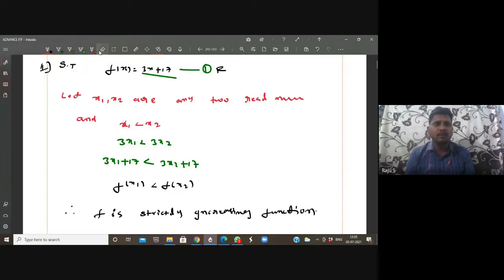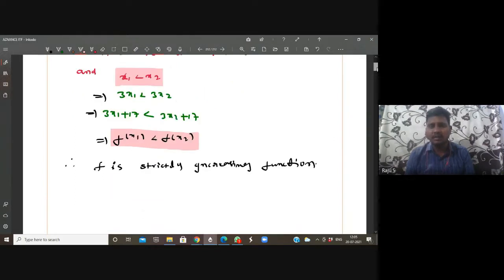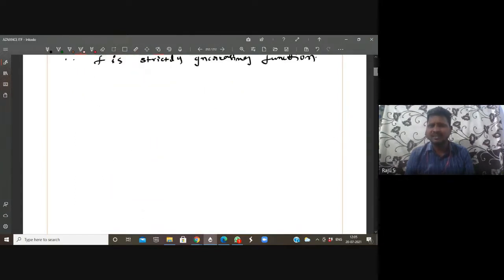We know the condition x1 lesser than x2, which implies f of x1 is lesser than f of x2. Then what about f of x? Increasing function on capital R. It's a simple question, or 1 mark question, it might be.